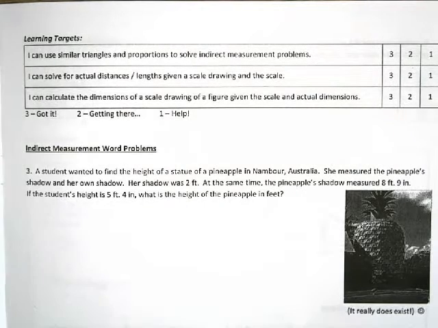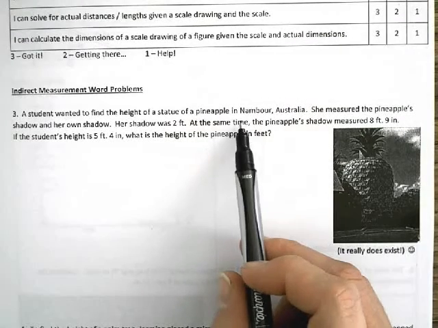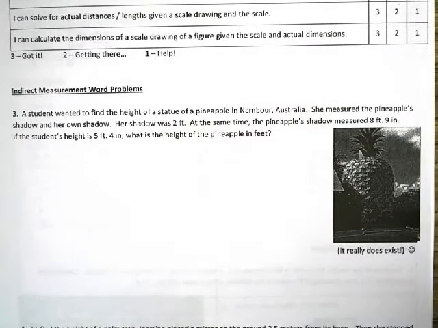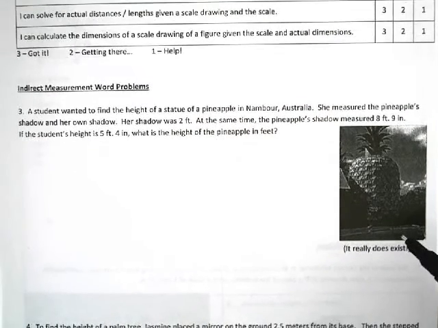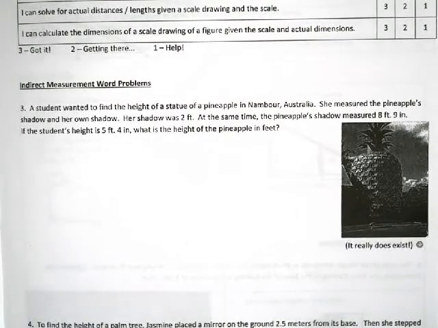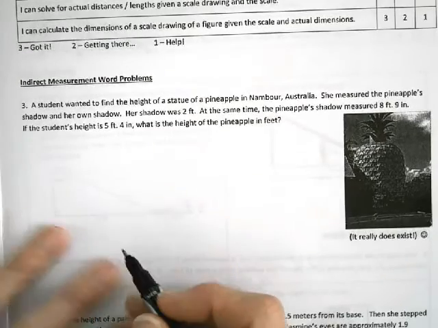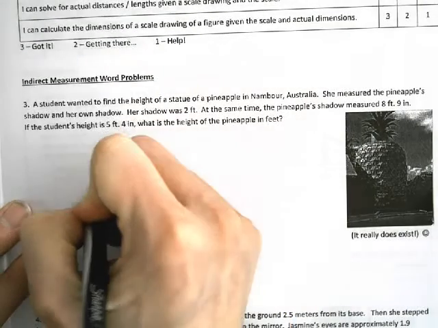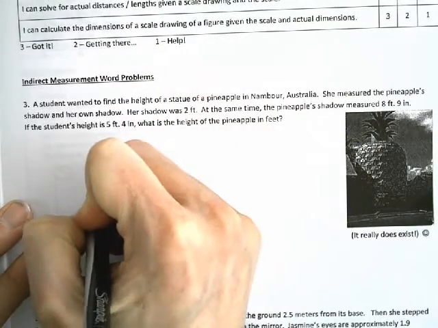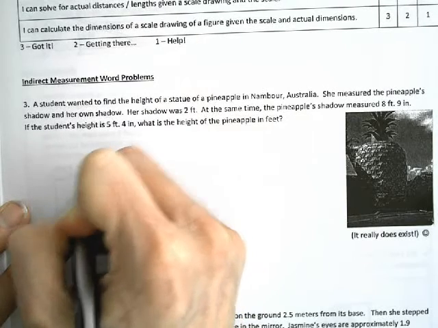So here's our first example. The student wanted to find the height of a statue of a pineapple in Australia. And I actually found a picture online. It does exist. She measured the pineapple's shadow and her own shadow. So here's where I'm going to draw a little picture. I'm not an artist here, but I'm just trying to get an idea of what's happening. So we know we're using right triangles.